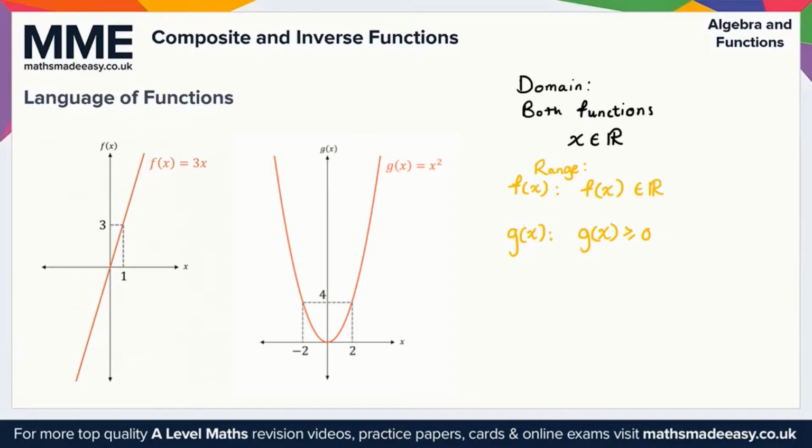And this is a many-to-one function because we can see if we input 2 and we input minus 2, we obtain the same result. We get 4 for both. 2 squared is 4, and minus 2 squared also gives us 4. So g of x is a many-to-one function. So that gives us everything we need there for the language of functions.